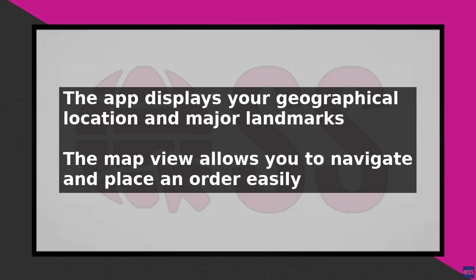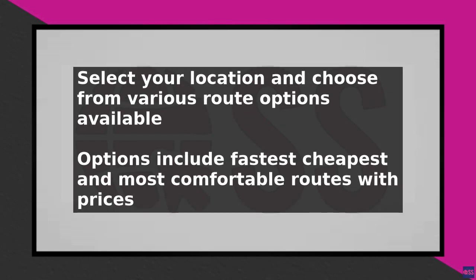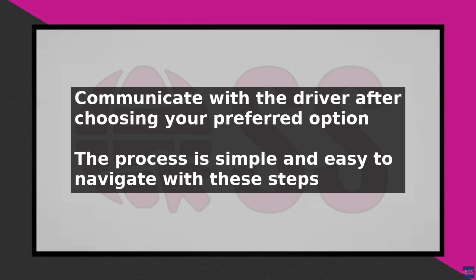The app's main feature allows you to place an order, which is a straightforward process. To start, click on the Where to option, and your current destination will be displayed due to the integration with Google Maps. Select your location, and you'll be presented with various options, including the fastest, cheapest, and most comfortable routes, as well as motorbike options, each with its corresponding price range.